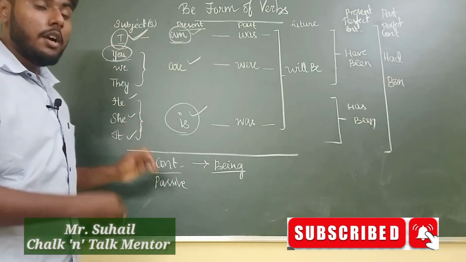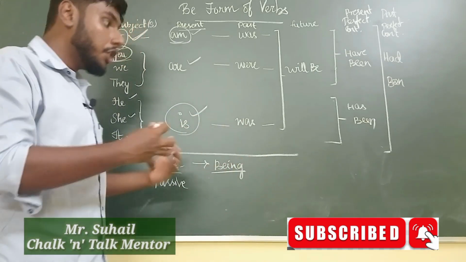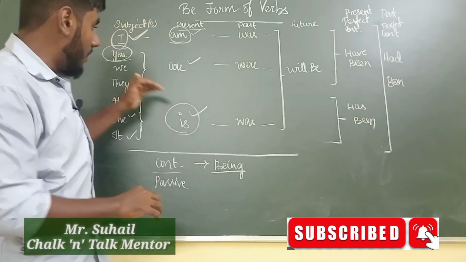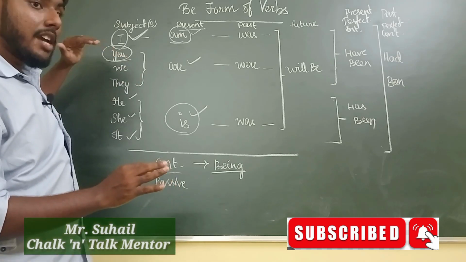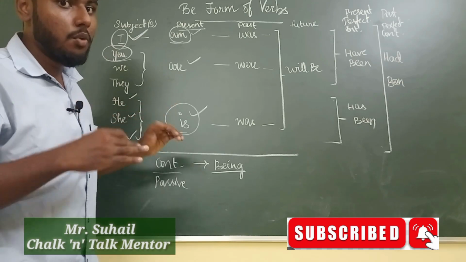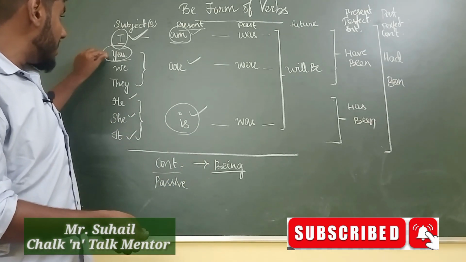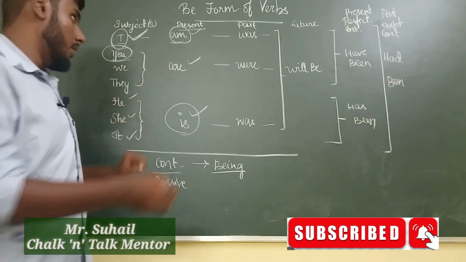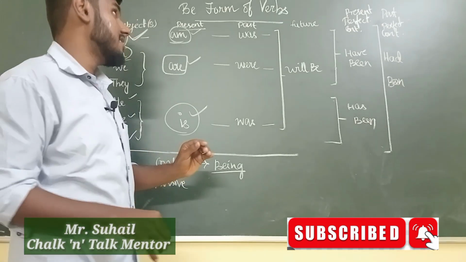You here may be denoting a group, or you may also be denoting one particular person. That is not going to matter. If you find the subject you, you are going to use are: you are. So the subjects you, we, they, when in present form, are going to make use of are. I guess that was clear with the present tense.